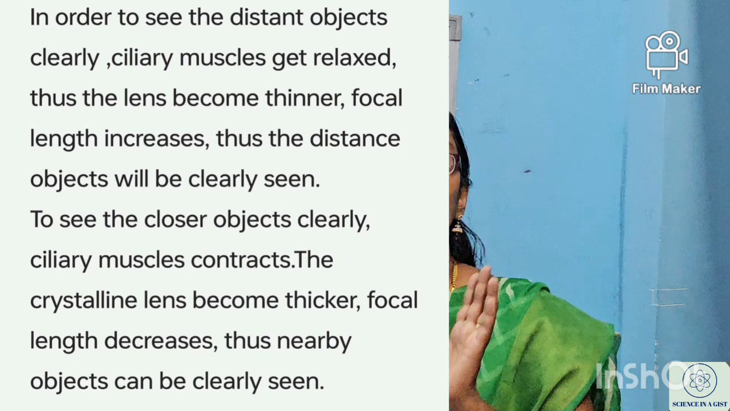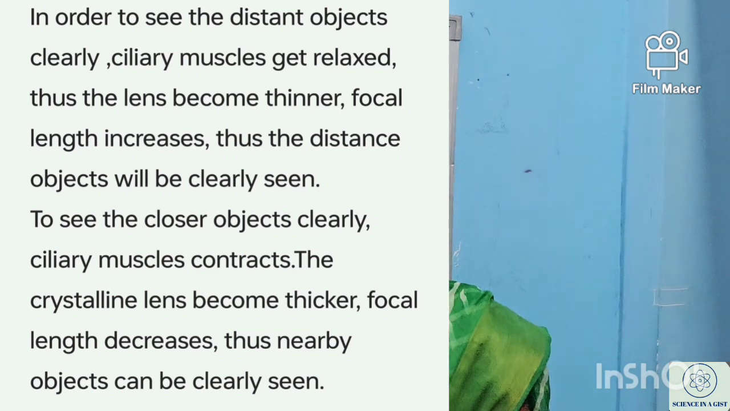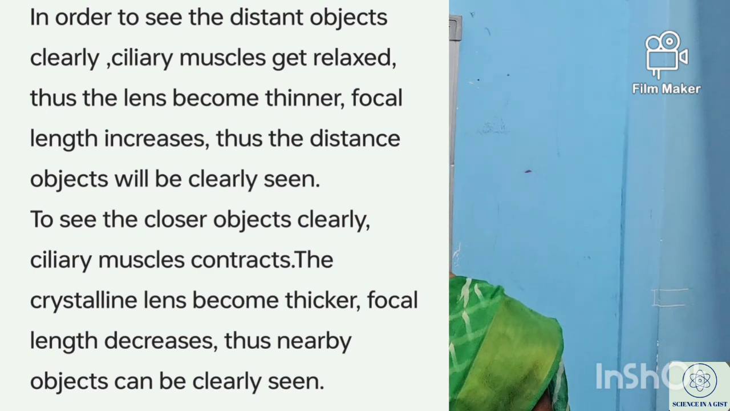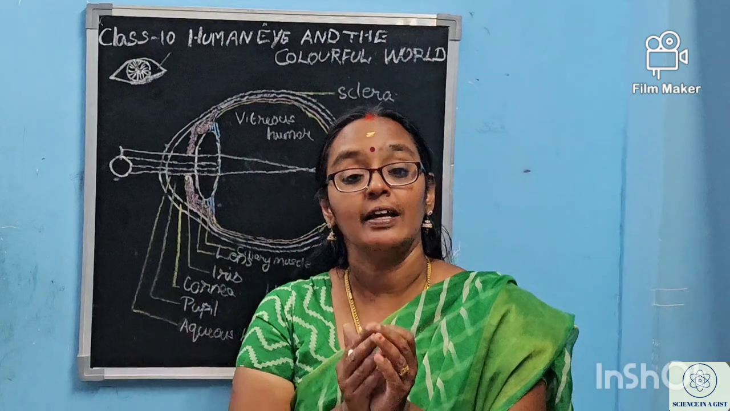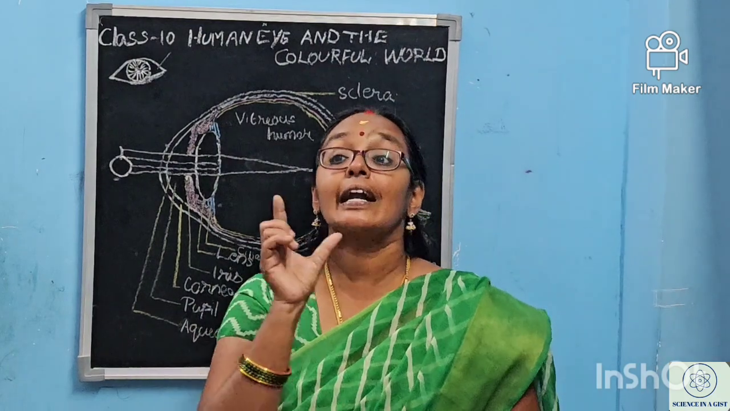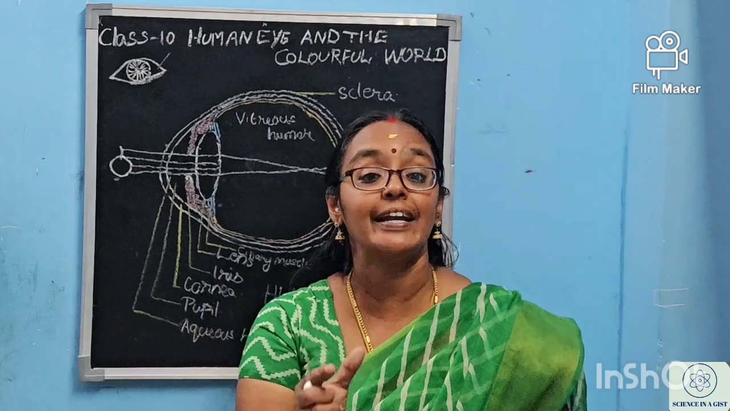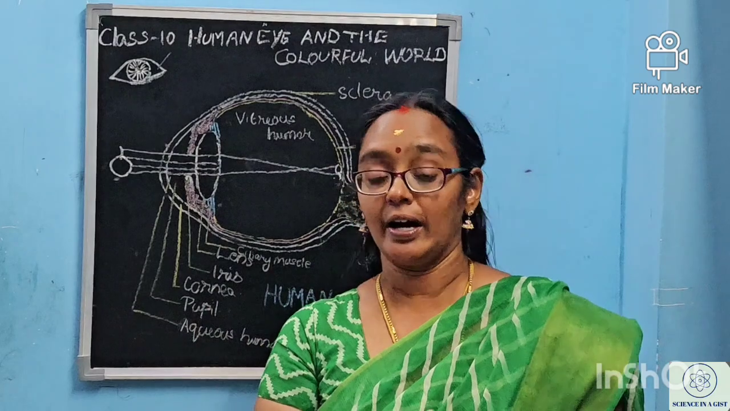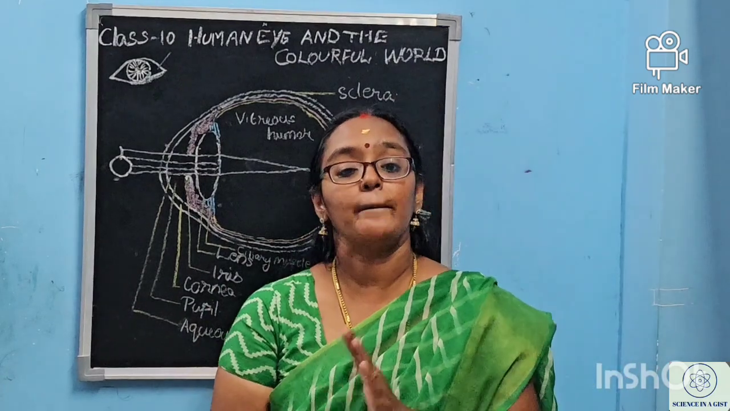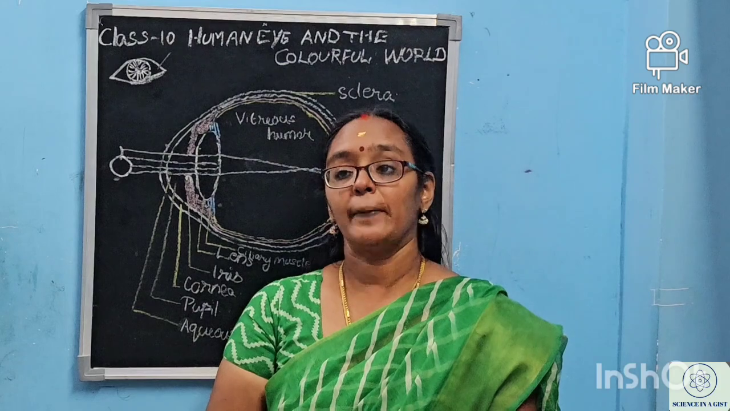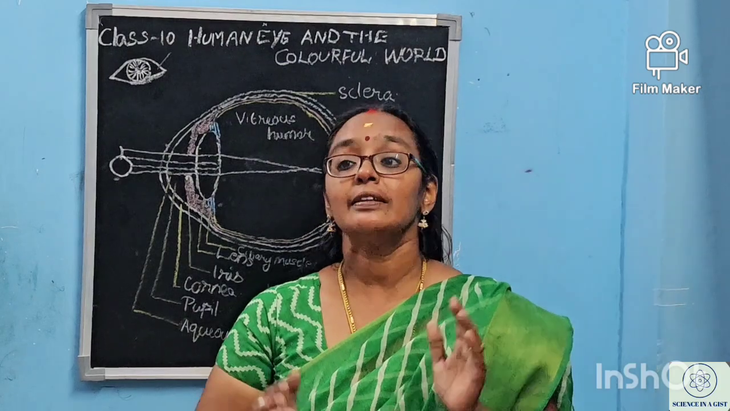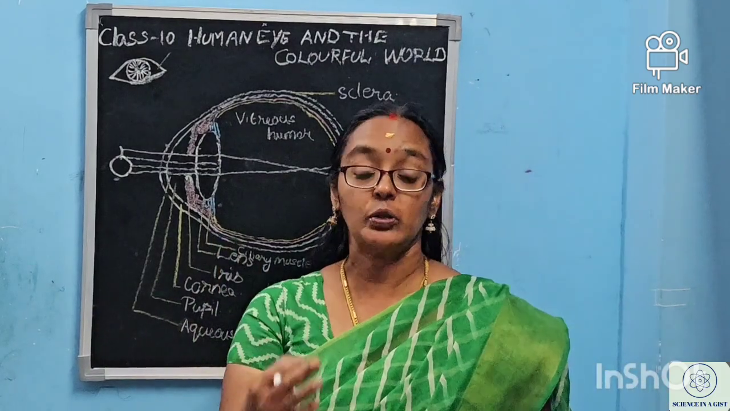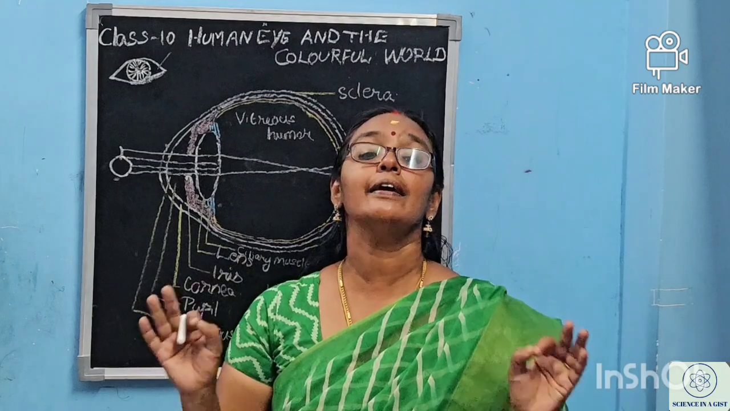So this ability of the eye lens to become thinner and expanding or thicker and contracting results in the clear vision or the clarity of the vision. This property or speciality of the eye is called the power of accommodation. Because of this power of accommodation, the things will be clear even though they are far away or near to us.